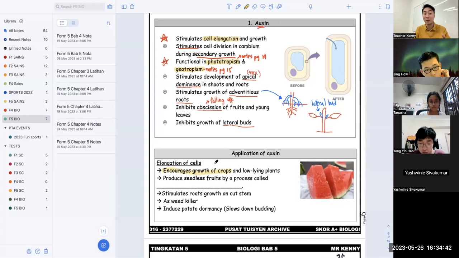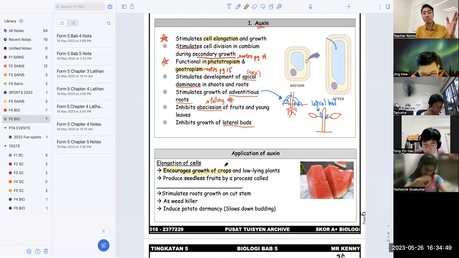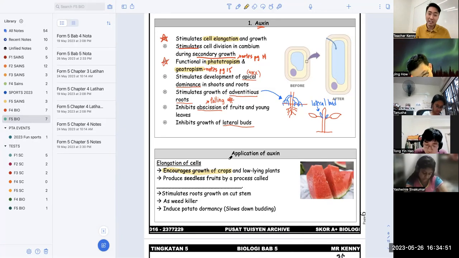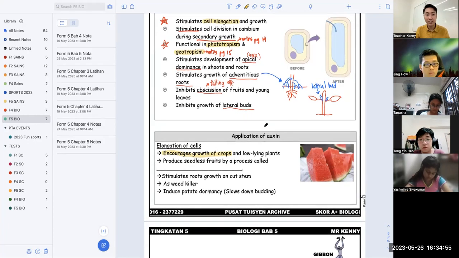You know the difference between crops and plants, right? Plants is just plants there. Crops is for human use, right? Make you grow faster so that I can chop you down and cook you into vegetables. All right? Now, next things.